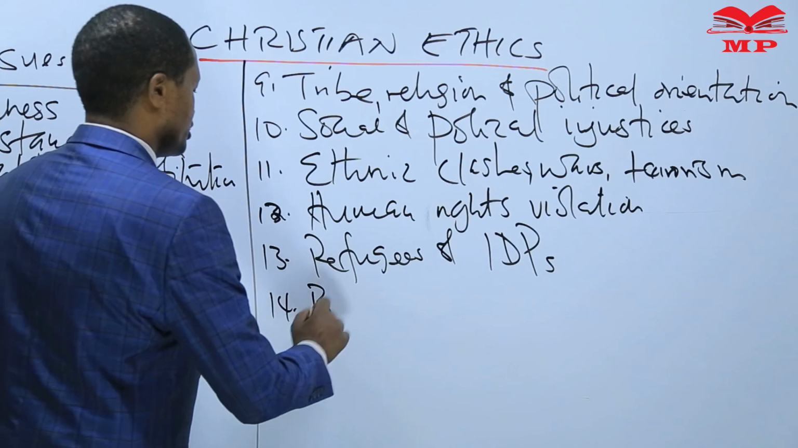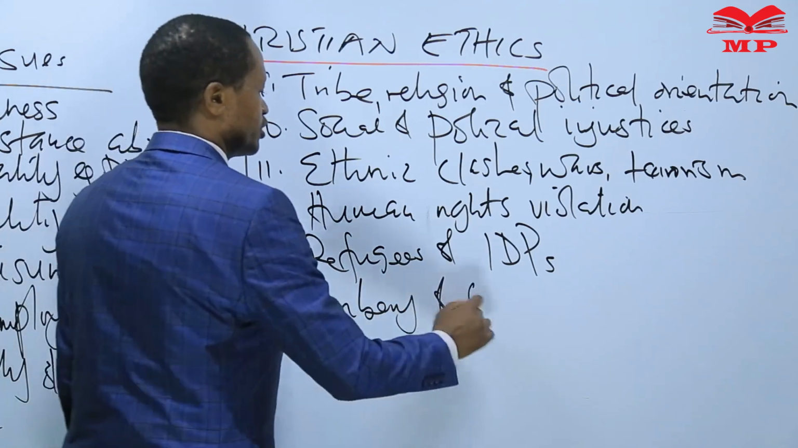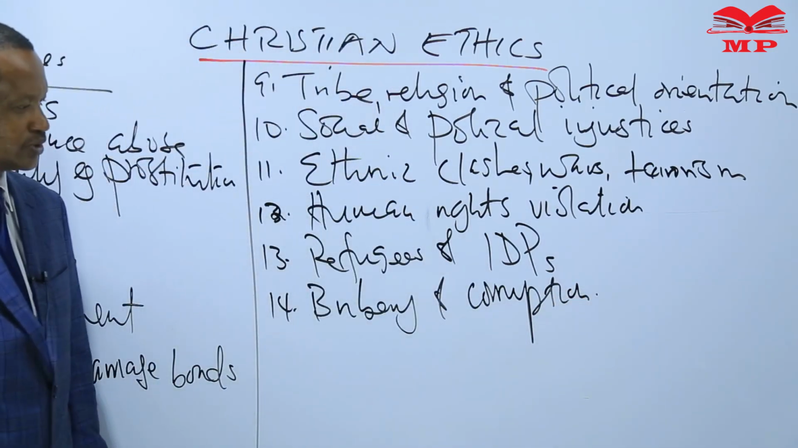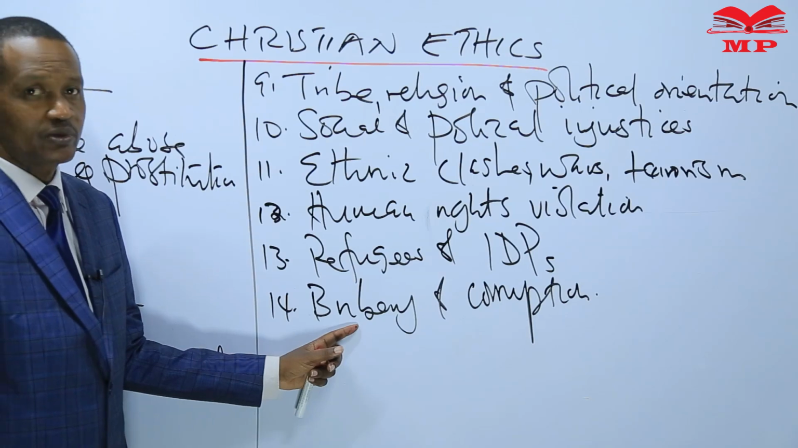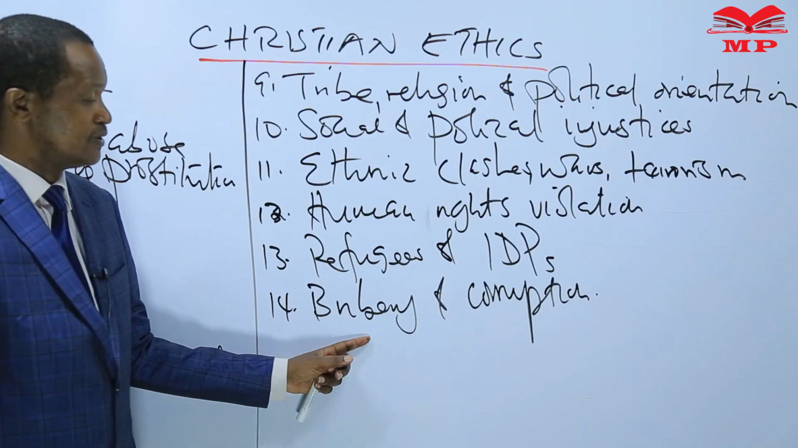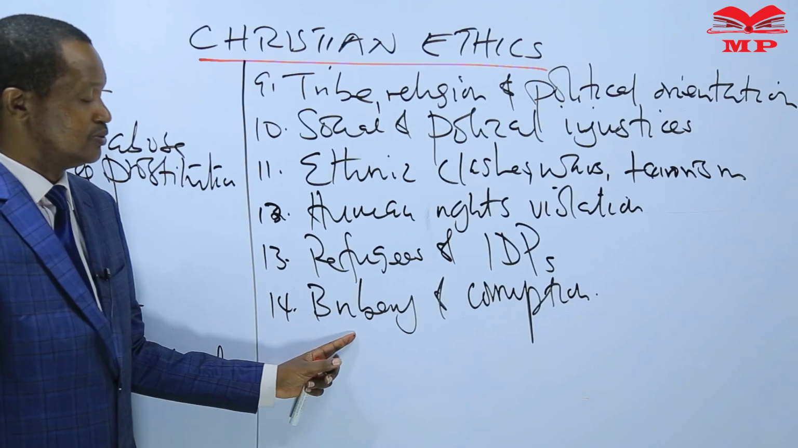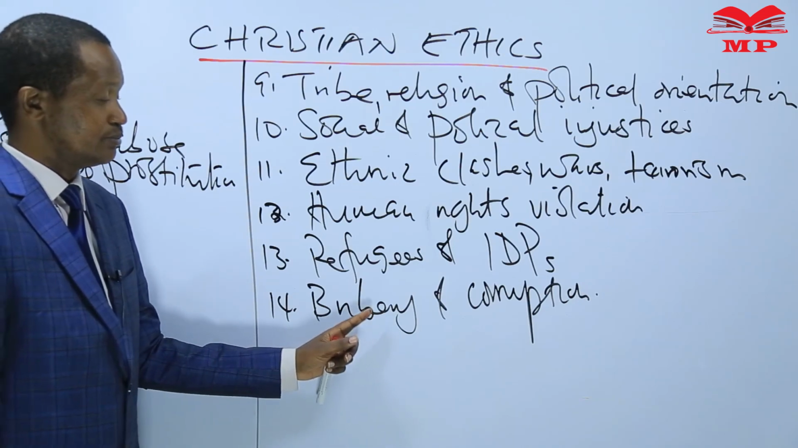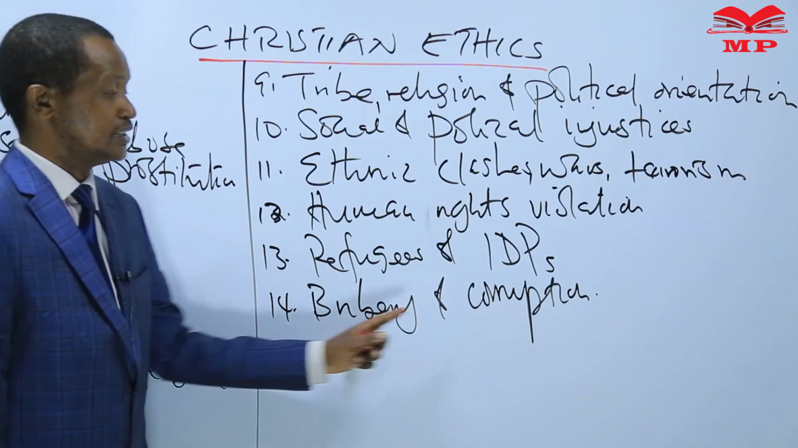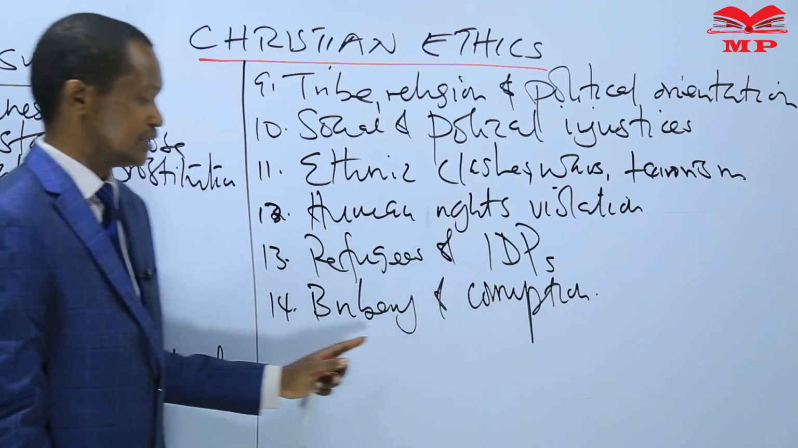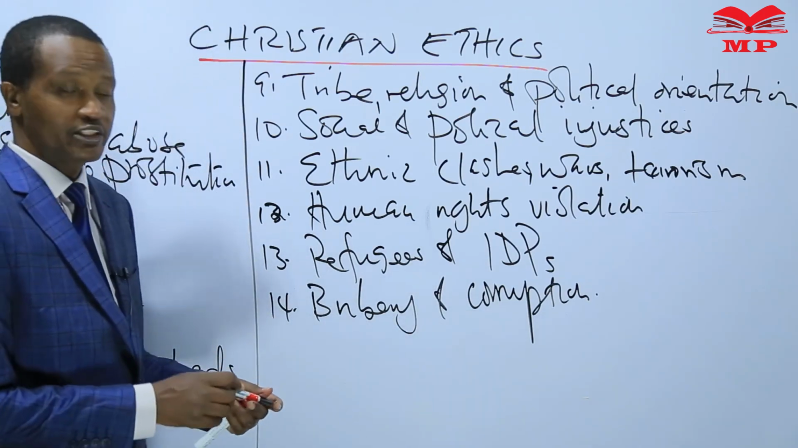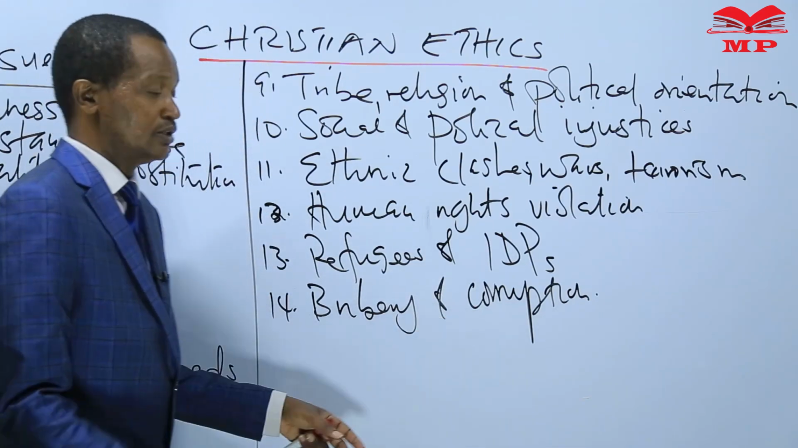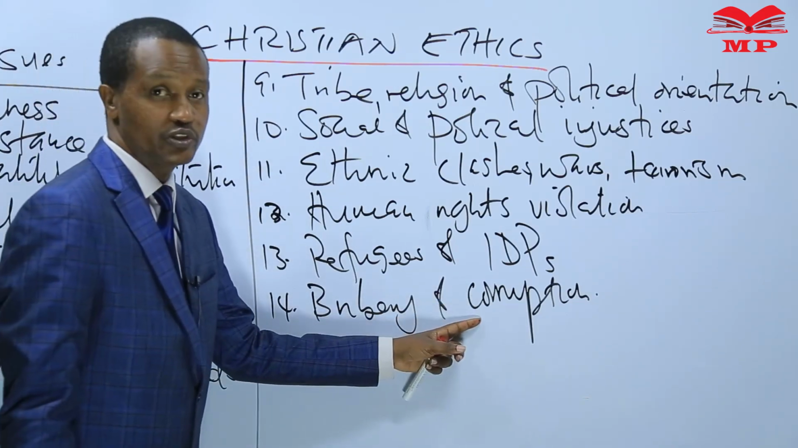Number 14, bribery and corruption. These are issues that Christians are faced with. There are places in our country where you cannot get services unless you bribe. There are people who deserve certain services, but they cannot be served because some systems are corrupt. And we've seen even the president talking much about corruption and how the government is putting in measures to reduce the levels of corruption.